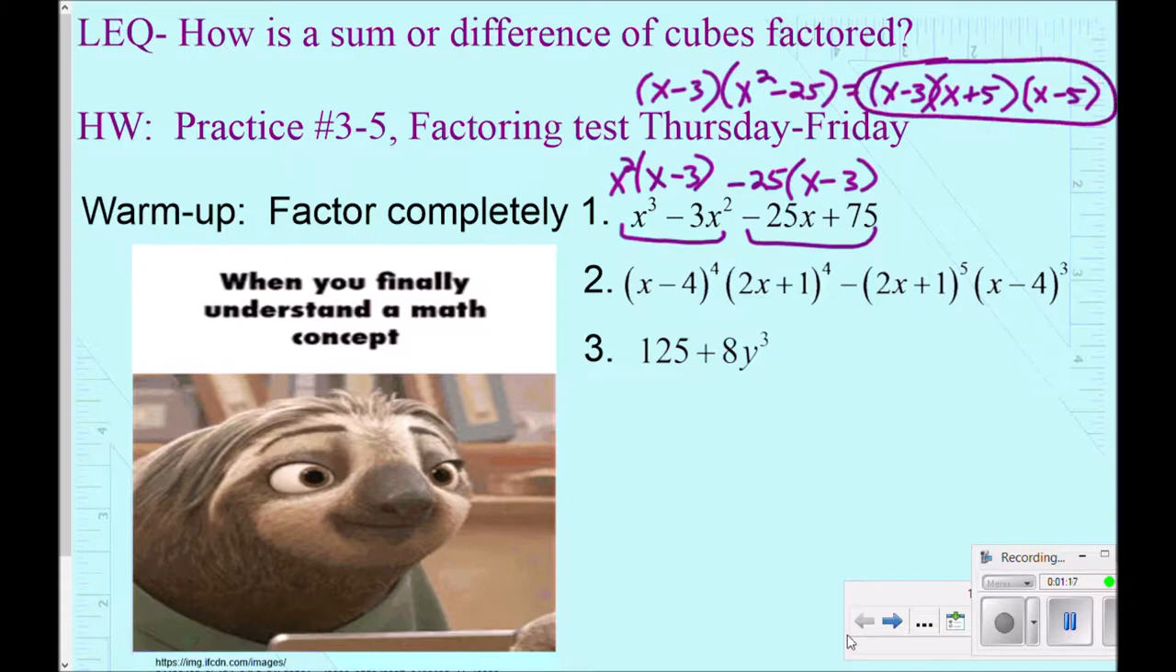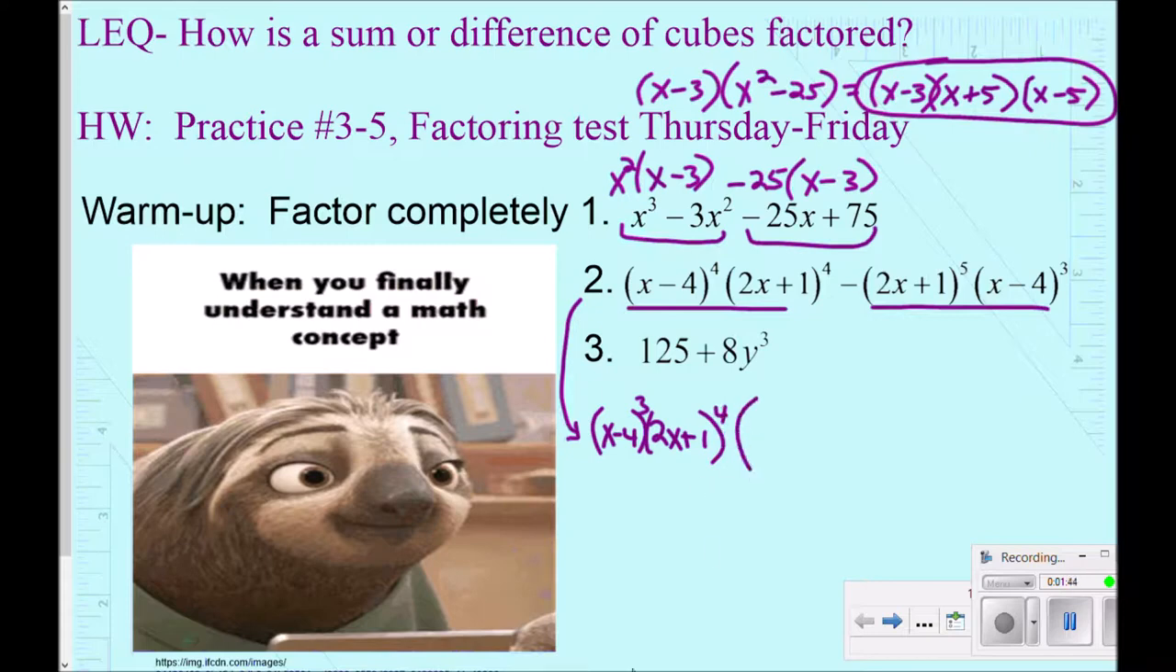Number 2, I'll go ahead and underline the terms. The GCF involves x minus 4 and 2x plus 1. The x minus 4 I have to the 4th and I have to the 3rd, so 3 is the highest they share. 2x plus 1 is to the 4th and to the 5th, so 4 is the highest they share. So that is my GCF.